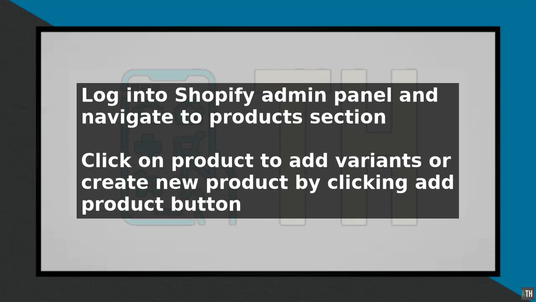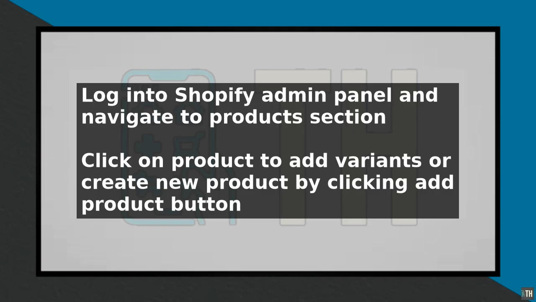To add variants to Shopify and set up product variants, start by logging into your Shopify admin panel and navigating to the Products section. Click on the product you want to add variants to, or create a new product by clicking the Add Product button. In the Product Details page, scroll down to the Variants section.